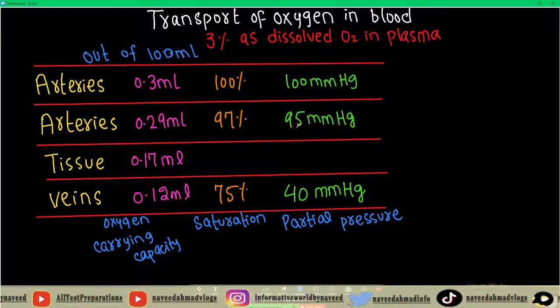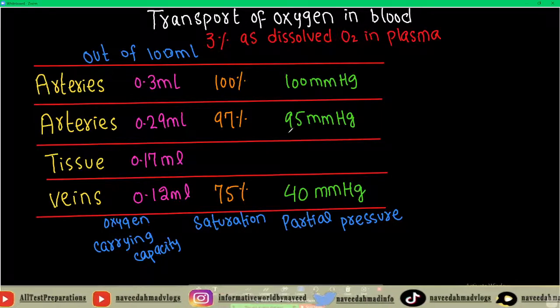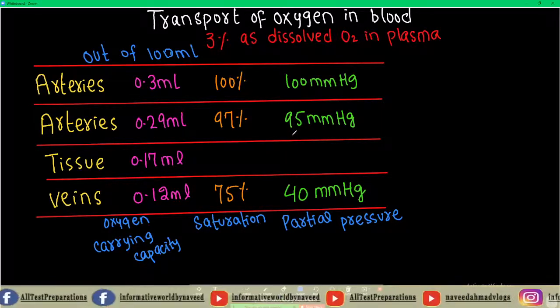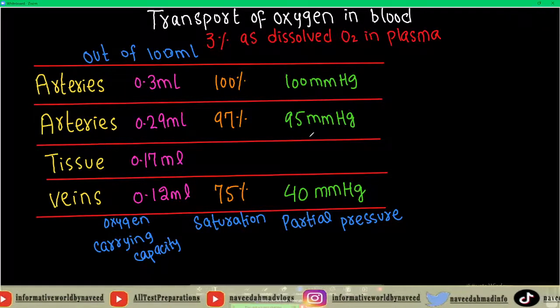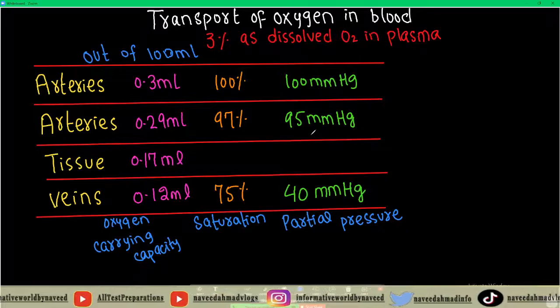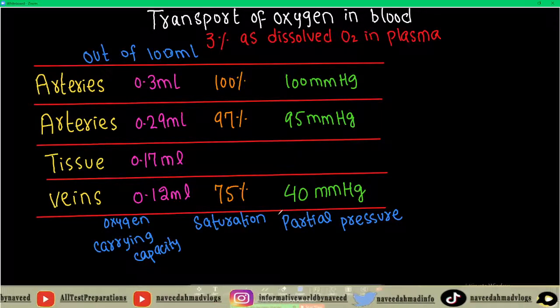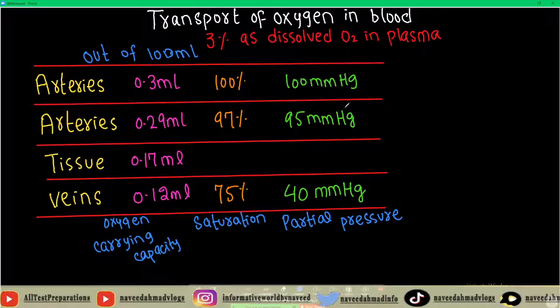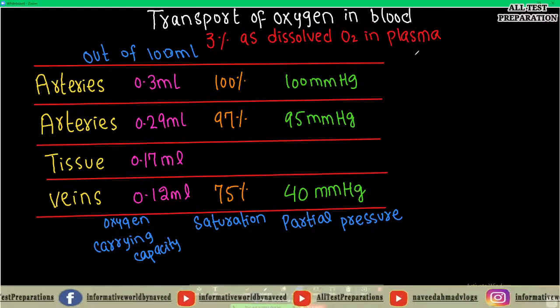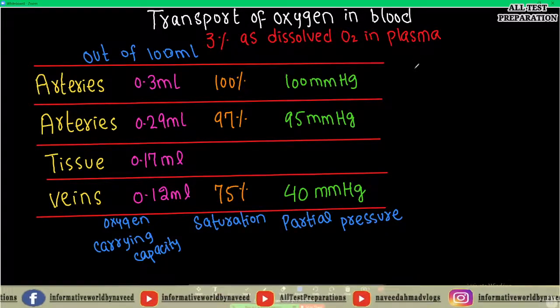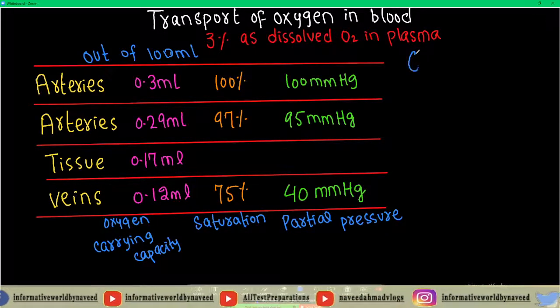So this type of MCQ also occurs in the MDCAT test. If you learn this table, then you can easily cover all types of MCQs related to it. So this is the transport of oxygen in blood, and we will also discuss the transport of carbon dioxide in blood. Carbon dioxide has only three percentages.